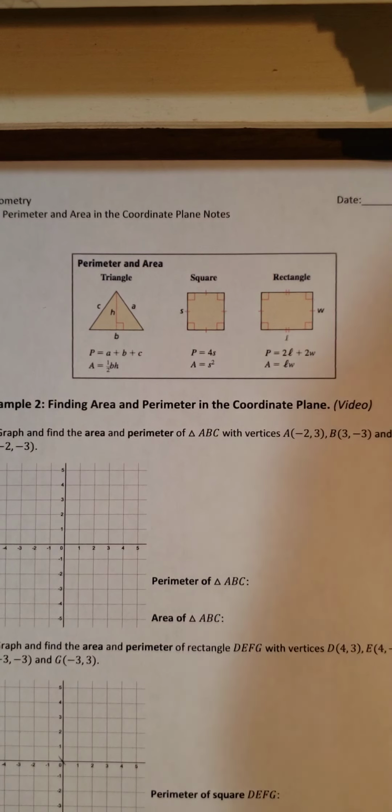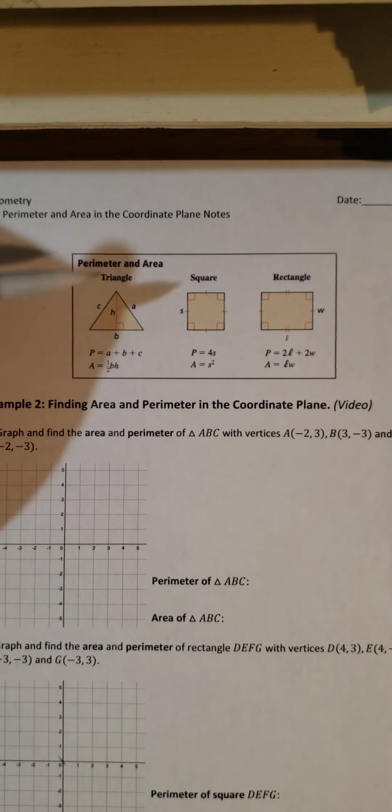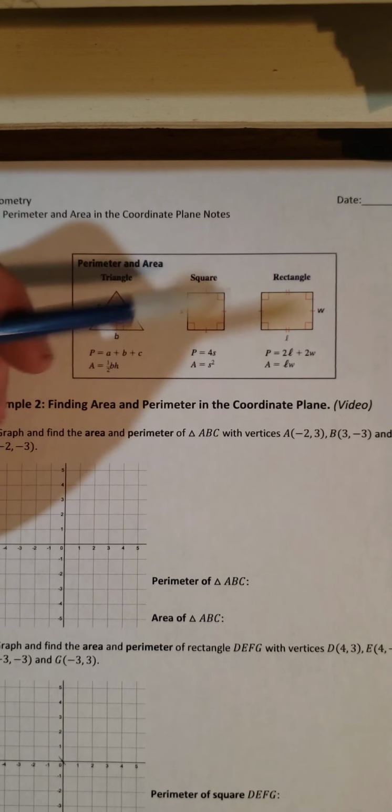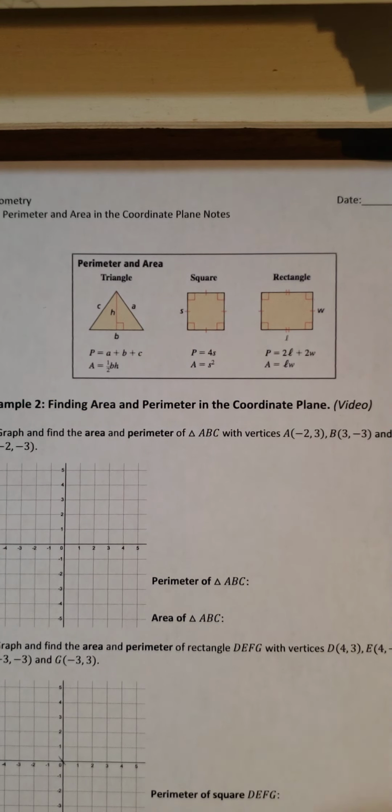Okay, now it is time to look at finding the perimeter and area of a couple of different polygons. We will definitely look at more different types as the year goes on, but the three most basic types of polygons that we look at in geometry are the triangle, the square, and the rectangle. We're going to be finding the perimeter and the area of those shapes.